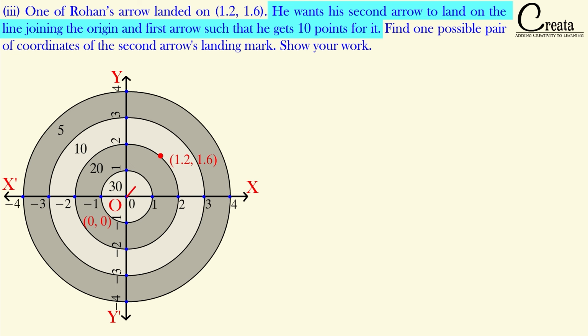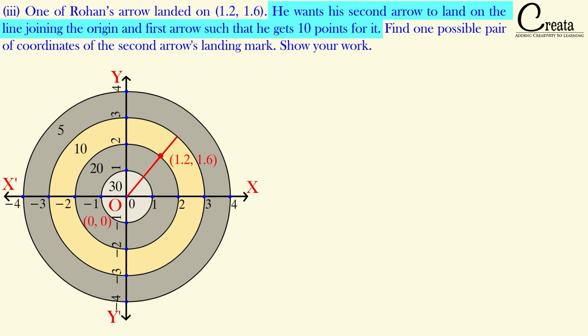For that, let's join the origin with the point of the first arrow and also extend this line. The condition is that the second arrow should land on this line, and also it should land in the 10-point zone. It means the second arrow should land on this portion of the line segment. If the arrow lands on this portion of the line segment, that is the line segment joining the origin and the point of the first arrow and also the 10-point zone, then the condition is matching. So we have to find any of the coordinate on this portion of the line segment.